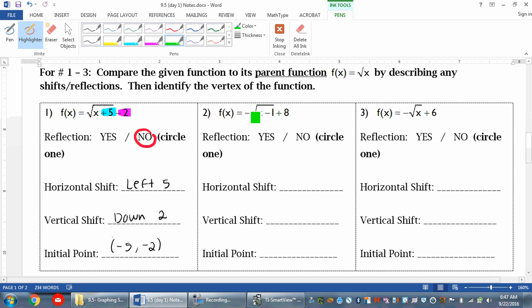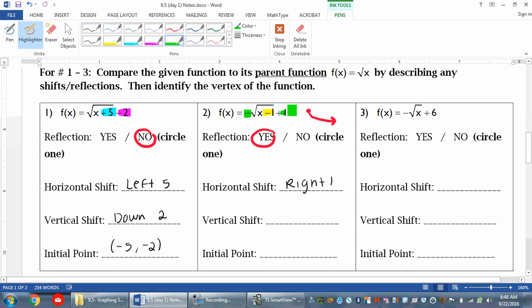Number two, if you notice there is a negative sign in front, so there is going to be a reflection, so it's going to be an upside down eyebrow. So it starts at the initial point and goes down. This -1 tells my horizontal shift. Remember, -1 means to the right one.